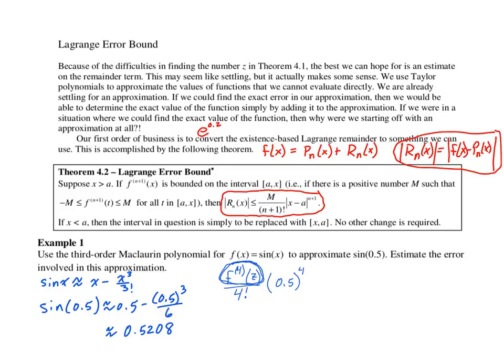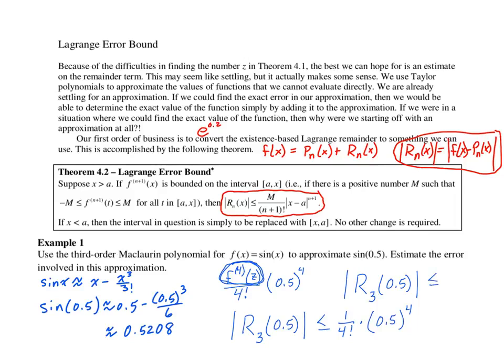And so this means that the maximum value of our error, or the remainder of our third degree Taylor polynomial at 0.5, has to be less than or equal to 1 over 4 factorial times 0.5 raised to the 4th power, which comes out to the remainder having to be less than or equal to 1 over 384.